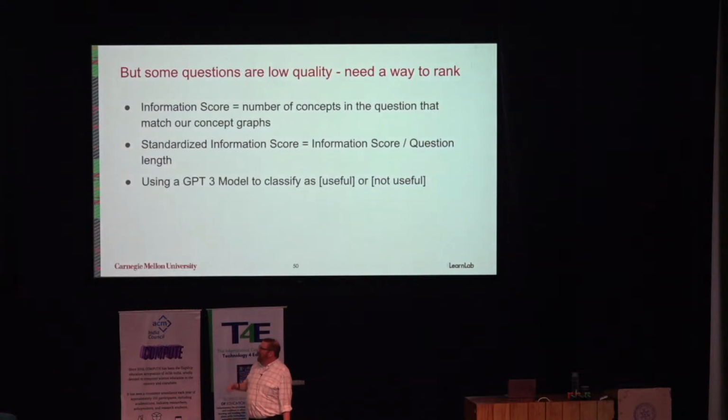And so we came up with our initial approach by looking at some of the literature on NLP and how other NLP things were working. We did these things like information score, did the standardization of it, and then by the time this work was finishing in 2021, GPT 3.0 had come out, and we were like, we can use that to help classify whether the question is useful or not useful.